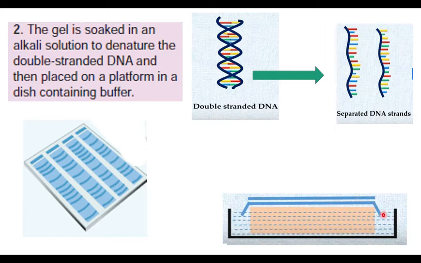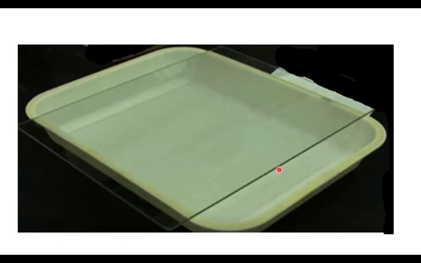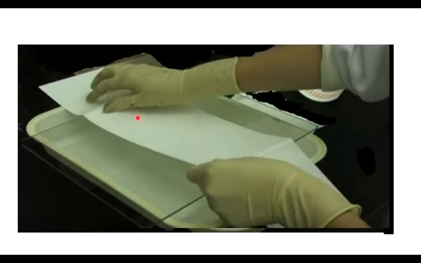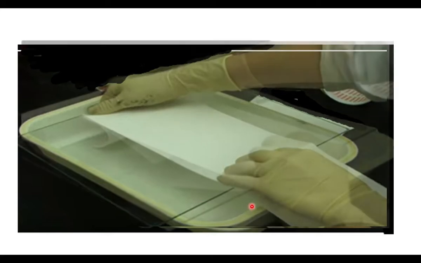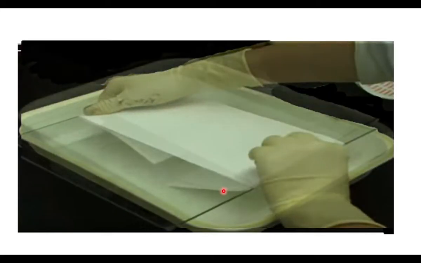Let us see the surface view of the blotting paper and how the blotting paper or filter paper is placed on the glass. This is a glass plate. The blotting paper is placed on the surface of the glass, then both the edges are folded. This edge is folded, another edge is folded.